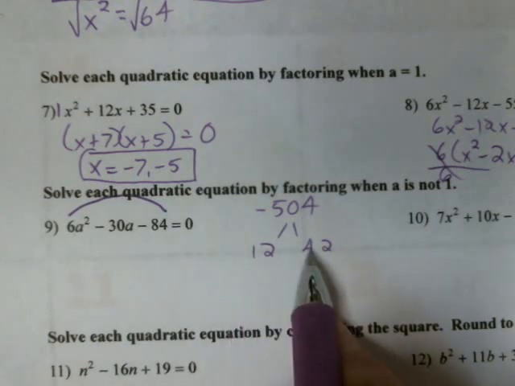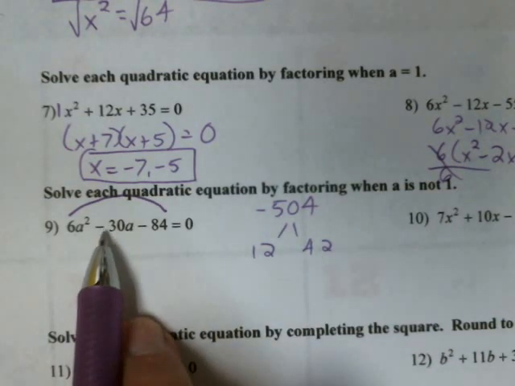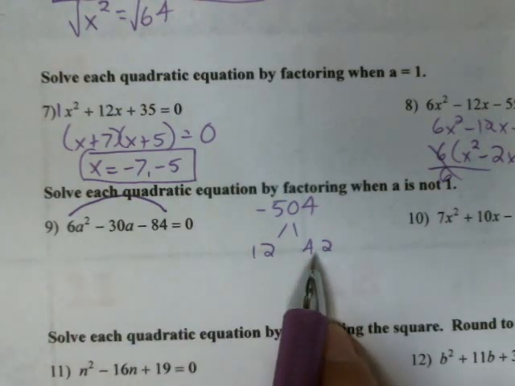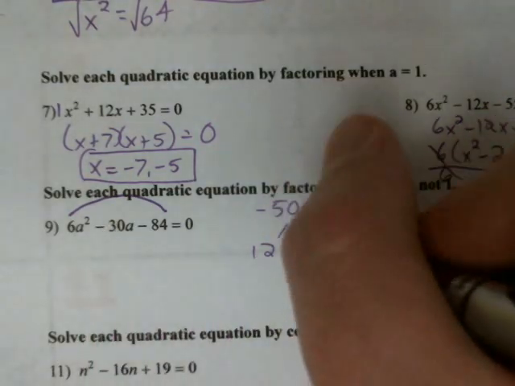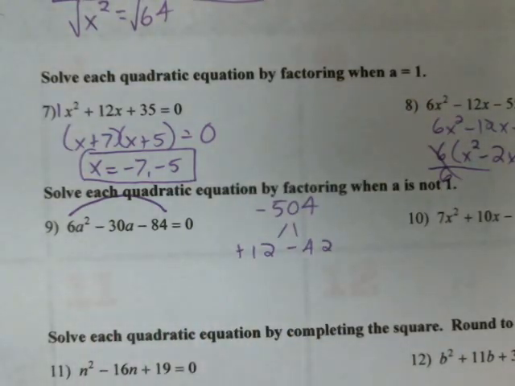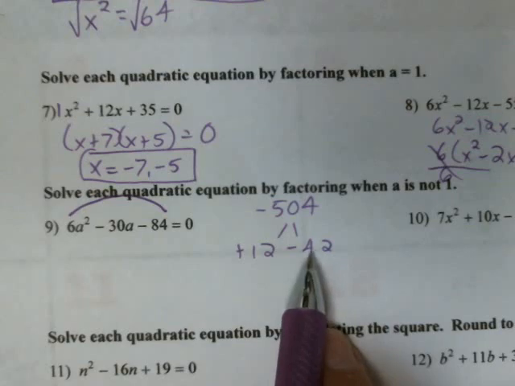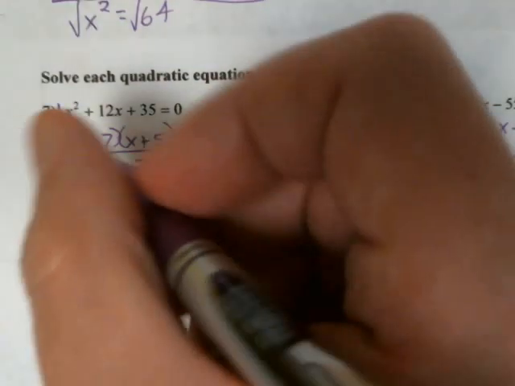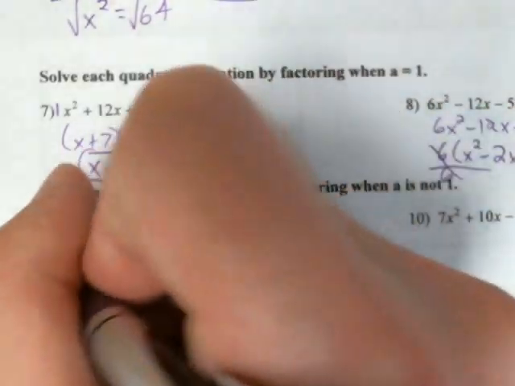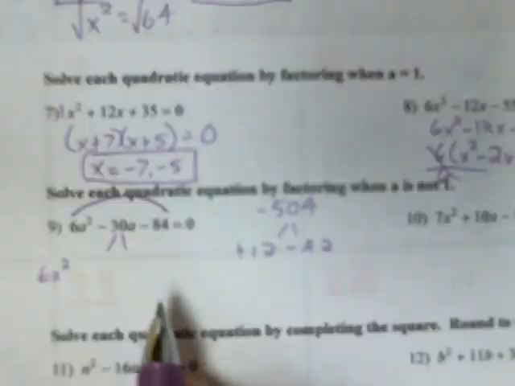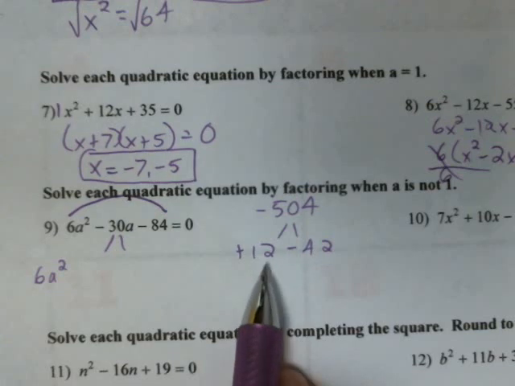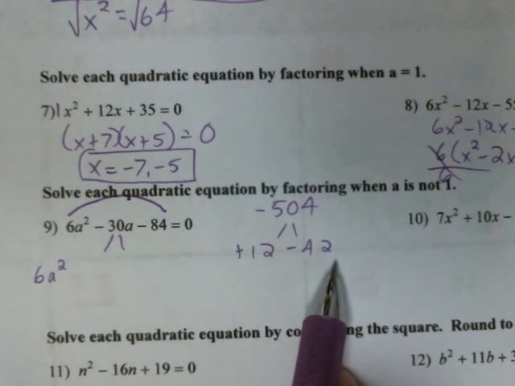Now, one's got to be positive, one's got to be negative. So the sign of the middle term will tell you which one the bigger one has to be. So since this is negative, the 42 has to be negative and the 12 has to be positive. Now, I'm going to take these two terms and split this B term. I'm going to bring down the first and third terms, so I just bring down the 6a squared. I'm going to split the negative 30a into 12a and negative 42a.